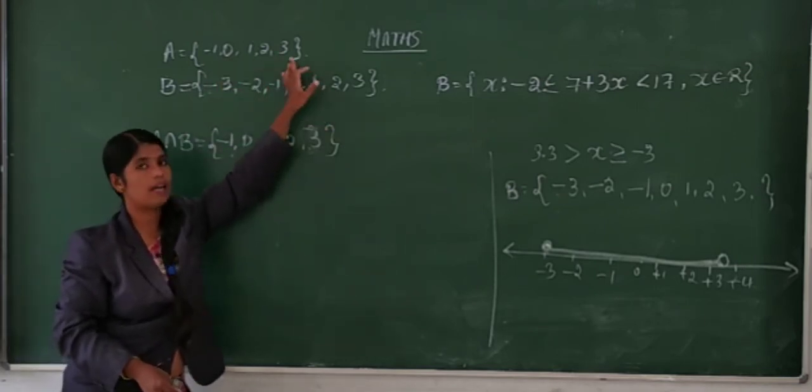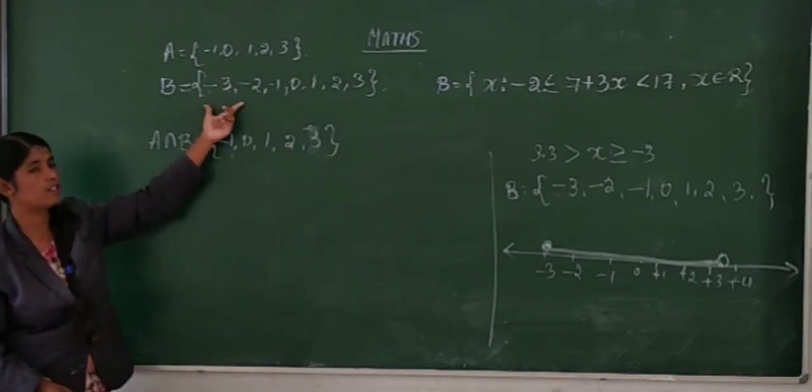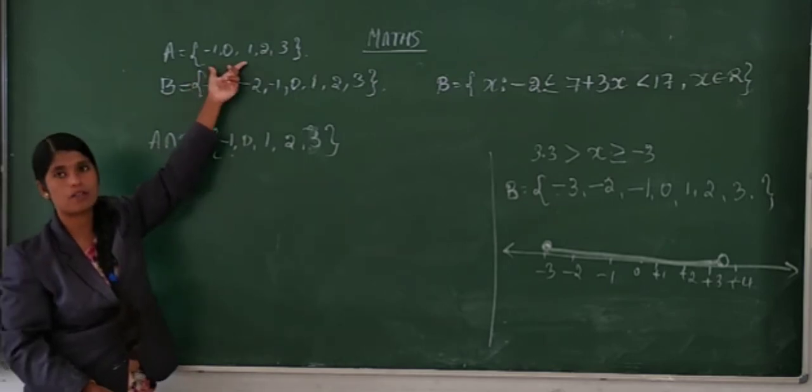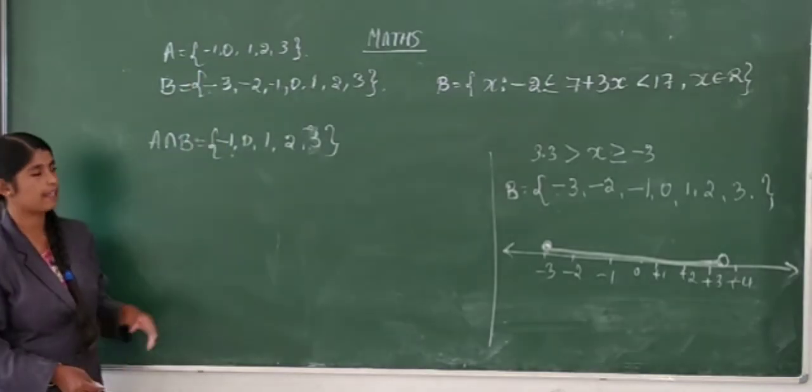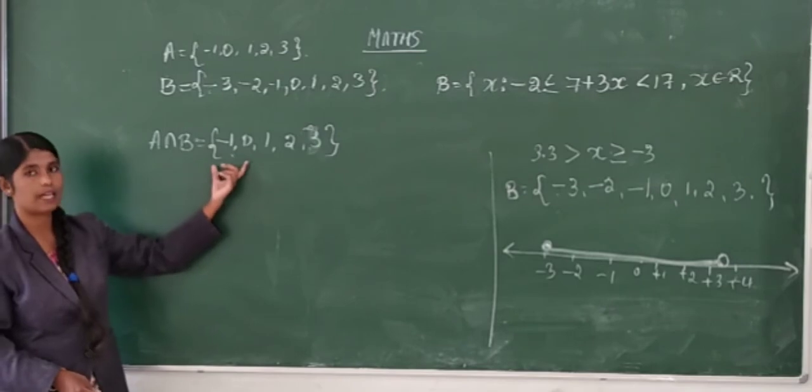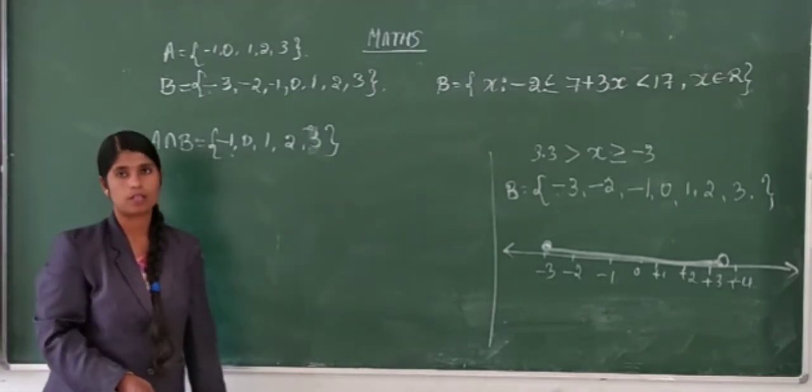1, 2 and 3. You can observe minus 2 and minus 3 present here, but it is not present in set A. So A intersection B is minus 1, 0, 1, 2, 3.